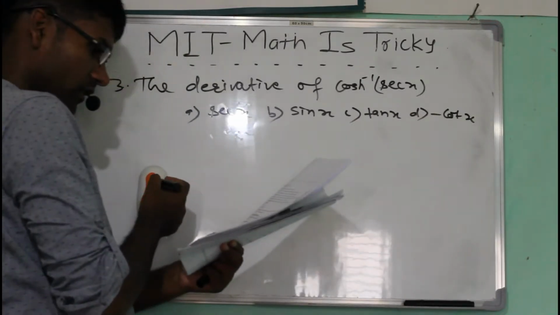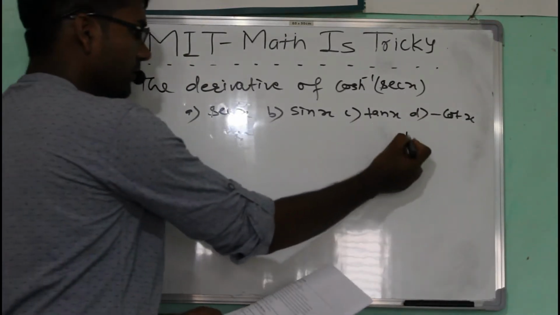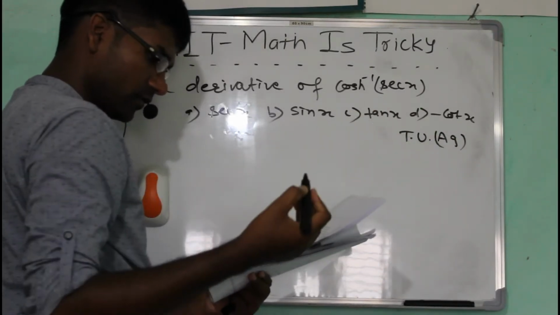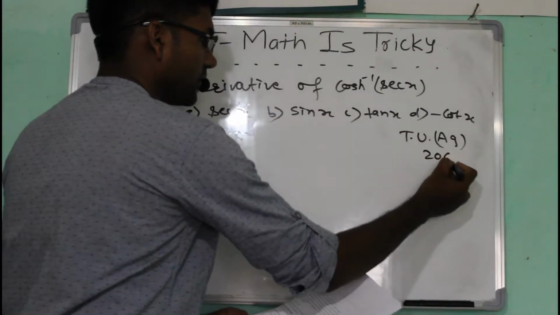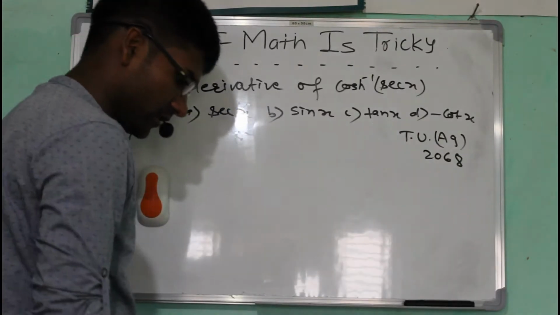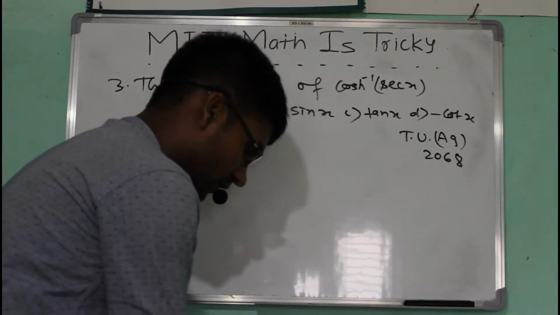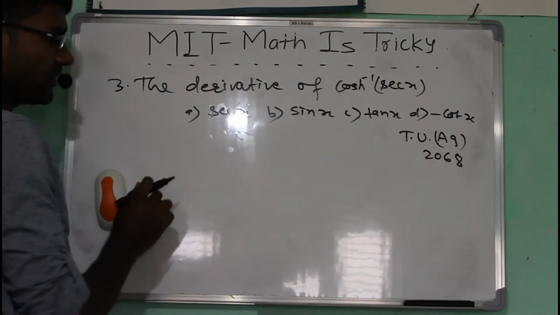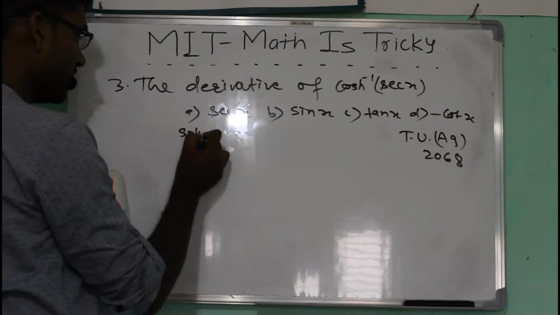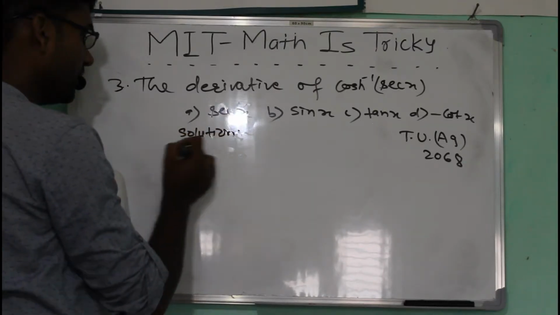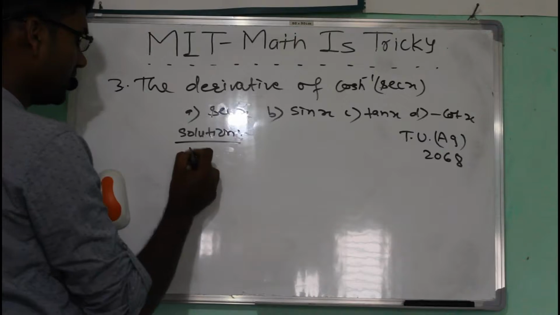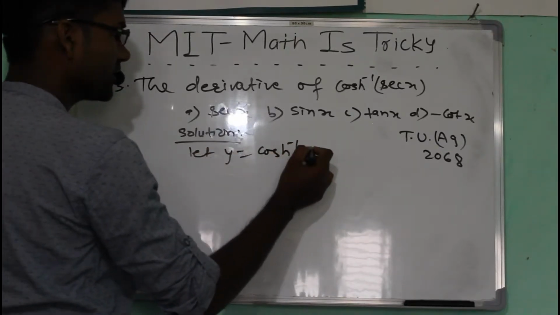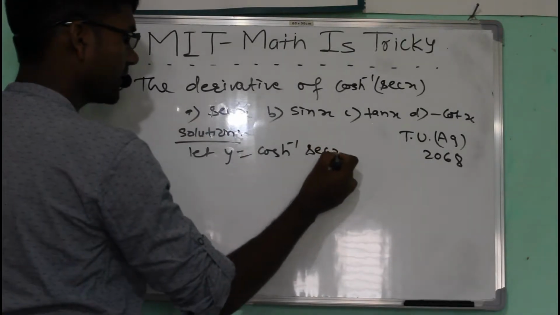Now let's see the solution. It is again a question from TU, 2068. So what's its correct answer? Okay, let's see the solution. I'll be explaining the solution with some trick also. For the solution we have to find the derivative. So let y equal cosh inverse sec x.